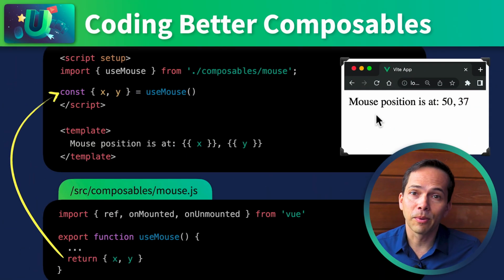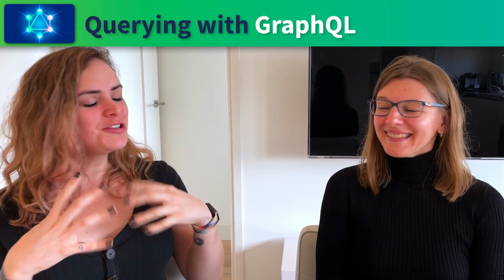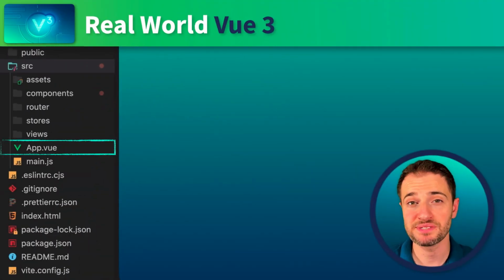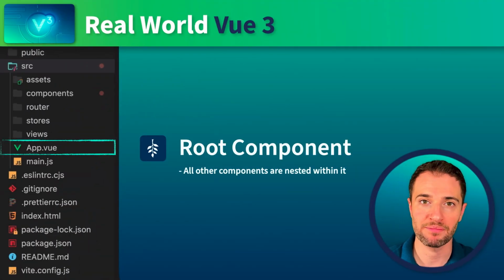We can now reuse this composable in multiple components. What are some good practices regarding GraphQL, Apollo in Vue? And app.vue is the root component of our app. All other components are nested within this.